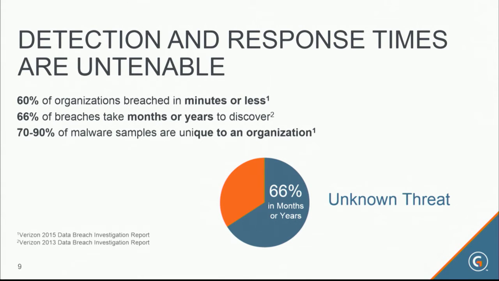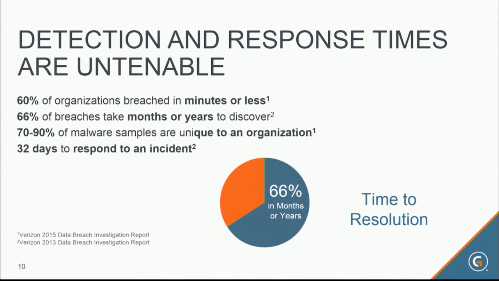Here we go, 90% of malware samples are unique to an organisation. So think about that in the context of AV. AV is based on signatures. They update 2-3 times a week, probably. How much stuff are we not seeing if that's only catching 10%? 32 days to respond to an incident. You've only got to ask Dido Harding from TalkTalk about that one. It's just not acceptable.